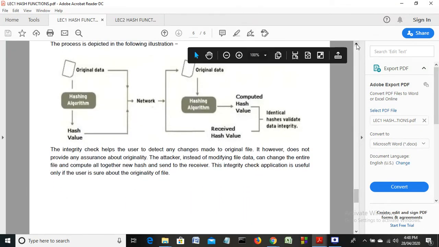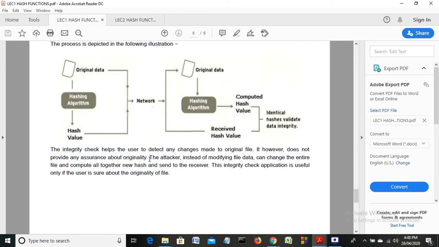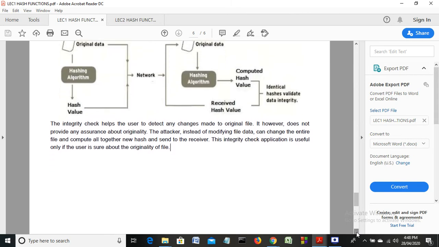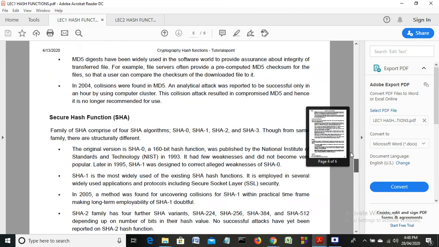And then the next is data integrity check. It helps the user to detect any changes made to the original file. It does not provide any assurance about originality. The attacker, instead of modifying file data, can change the entire file, compute altogether a new hash, and send it to the receiver. So originality of the file is not ensured, but the hash value is assured. So these are the applications of the hash function.